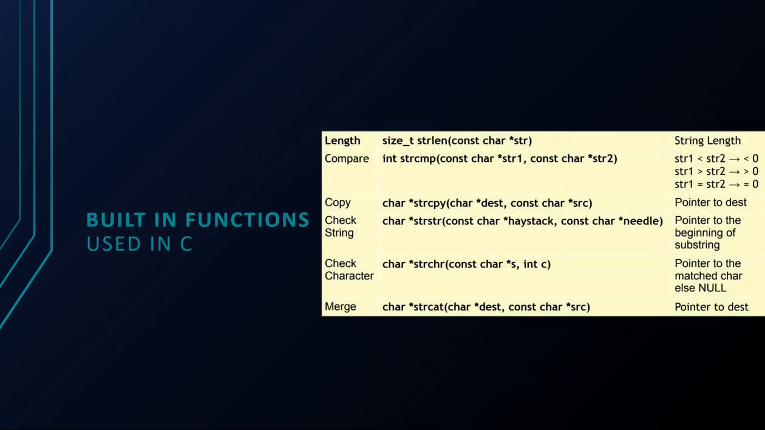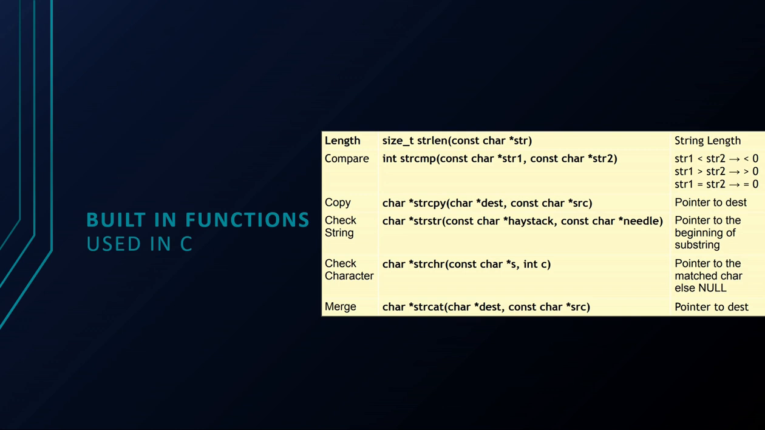Among the built-in functions used in C, the most important is strlen. This will show the length of the string. We have to pass the address of the string where it is found. It gives the length of the string, excluding the NULL character.